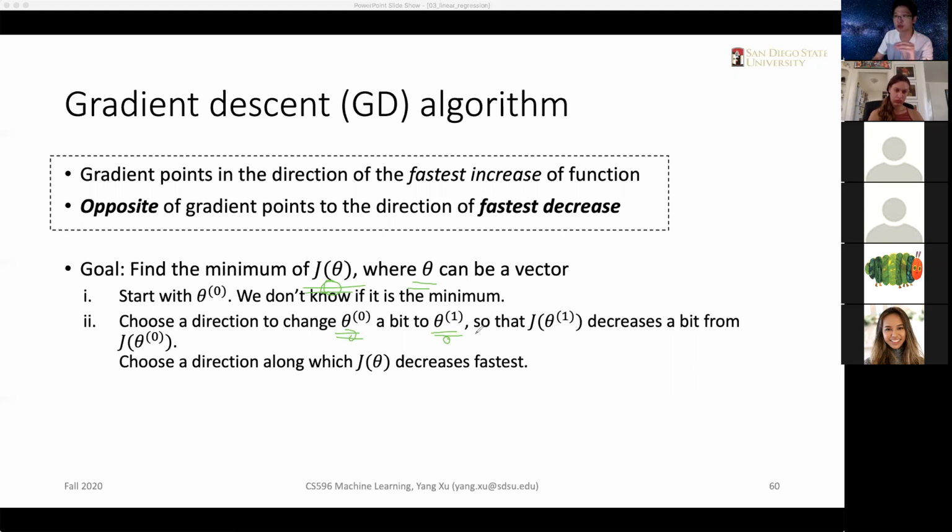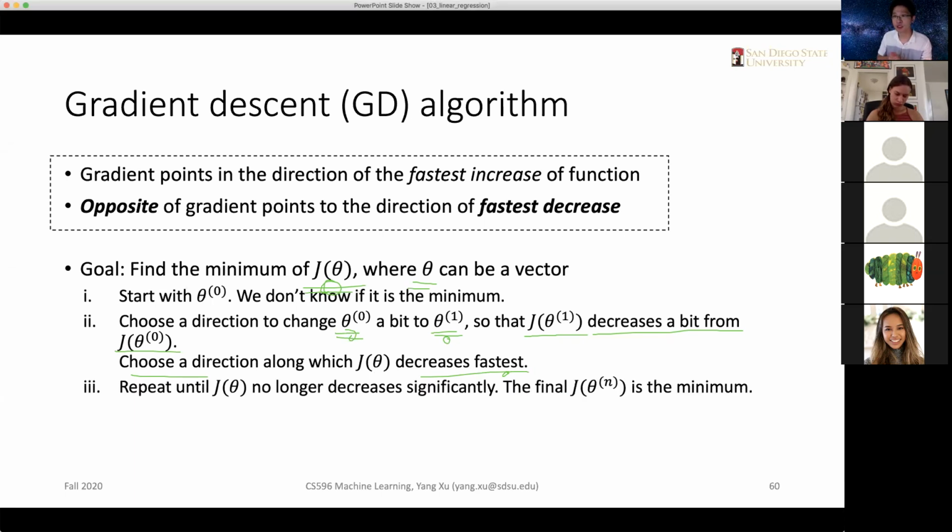So we want to change the parameters in a way so that the new cost function value will decrease a bit from the previous cost function's value. The most efficient way is to choose a direction along which the cost function decreases fastest, which is the opposite of the gradient direction. And we need to repeat this step because we only move a very small step in each iteration.